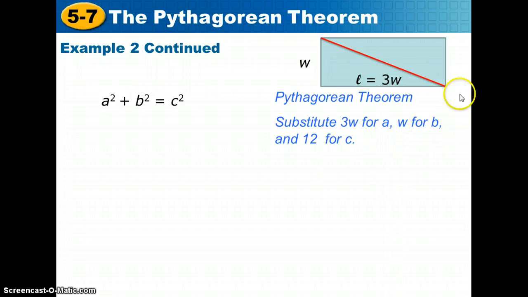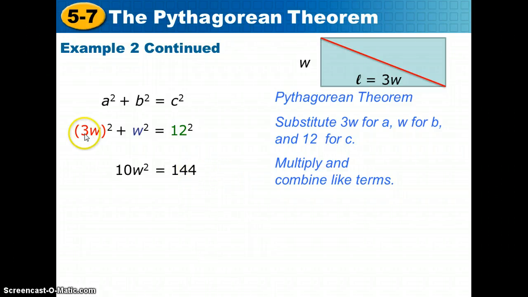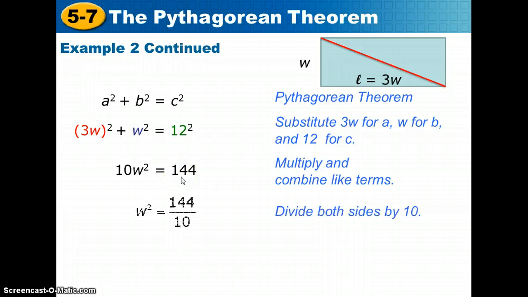So I can make some substitutions. Remember, the diagonal is supposed to be 12 centimeters, so we can substitute 12 for C. So (3W) squared plus W squared equals 12 squared. Now all we have to do is square 3 and W together, square W here, and set that equal to 144. (3W) squared is 9W squared when you square both, plus W squared gives you 10W squared. So the first thing we should do now is divide by 10 on both sides. So W squared is 144 over 10, or 14.4.